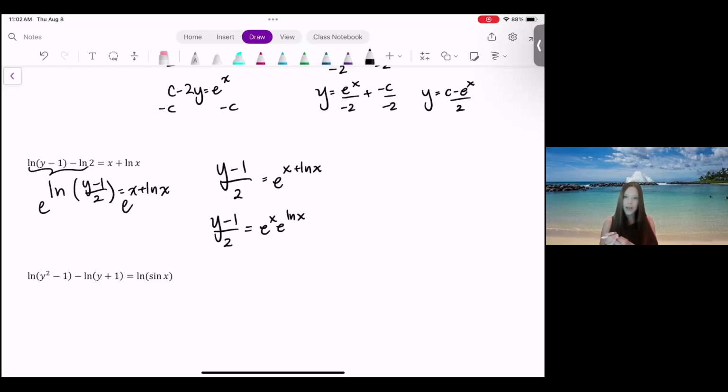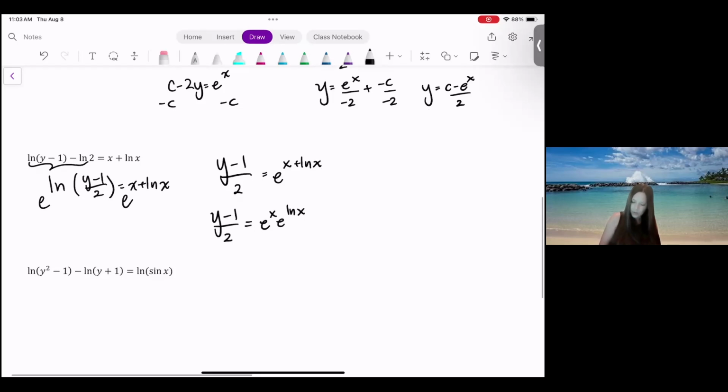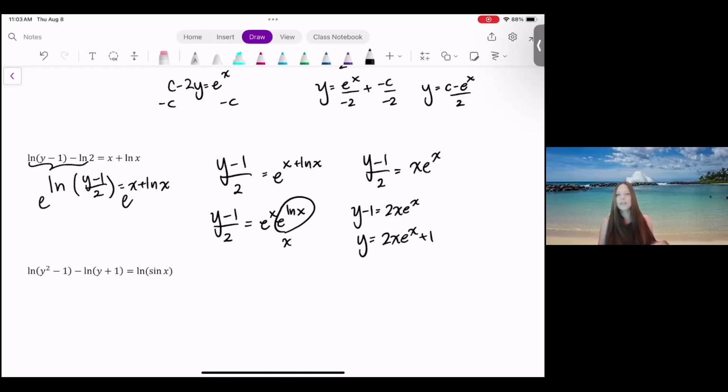e to the natural log of x is e to the log base e of x, which simplifies to x. So this piece right here simplifies to just x. So I'm going to write (y minus 1) over 2 equals x e to the x. Whenever you see e to the x and natural log, you want to try and simplify as much as possible. I'm then going to multiply by 2 and add 1 to isolate y. Multiplying by 2 gives y minus 1 equals 2x e to the x. Adding 1 gives y equals 2x e to the x plus 1. I have y by itself. I've solved my equation. I'm good to go.